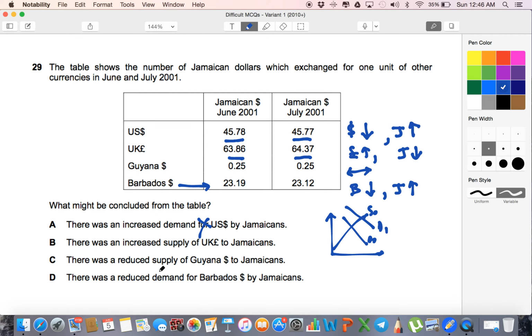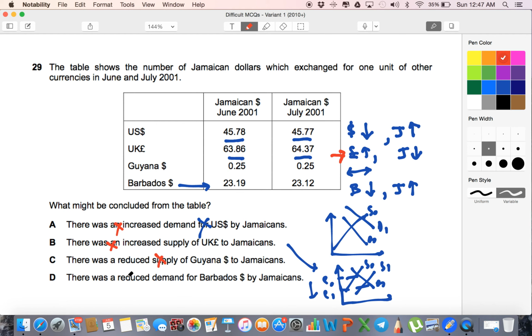B says there's an increased supply of the UK pound to Jamaican dollars. So if there's an increased supply, my diagram would look like this. This is the demand and supply for pounds. So the supply curve will shift to the right, and when the supply curve shifts to the right, the exchange rate should fall. So again, an increased supply of UK pounds may not be the right answer, because here what we can see is that the pound is not losing value, the pound is gaining value. So both of these are wrong.